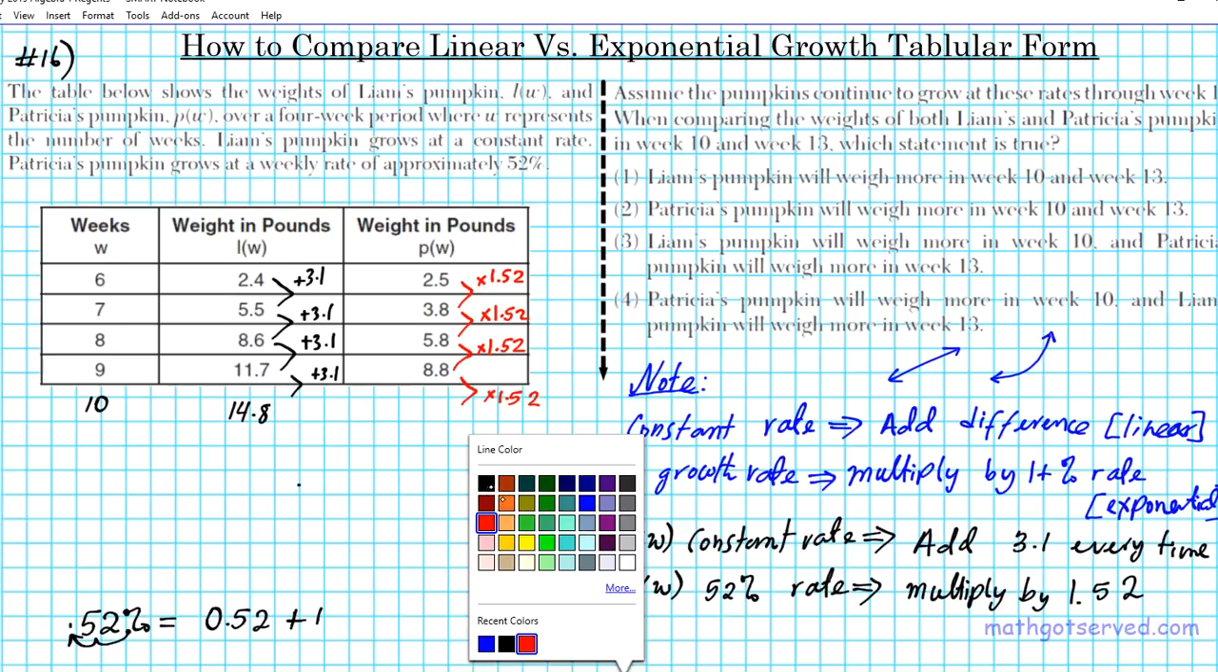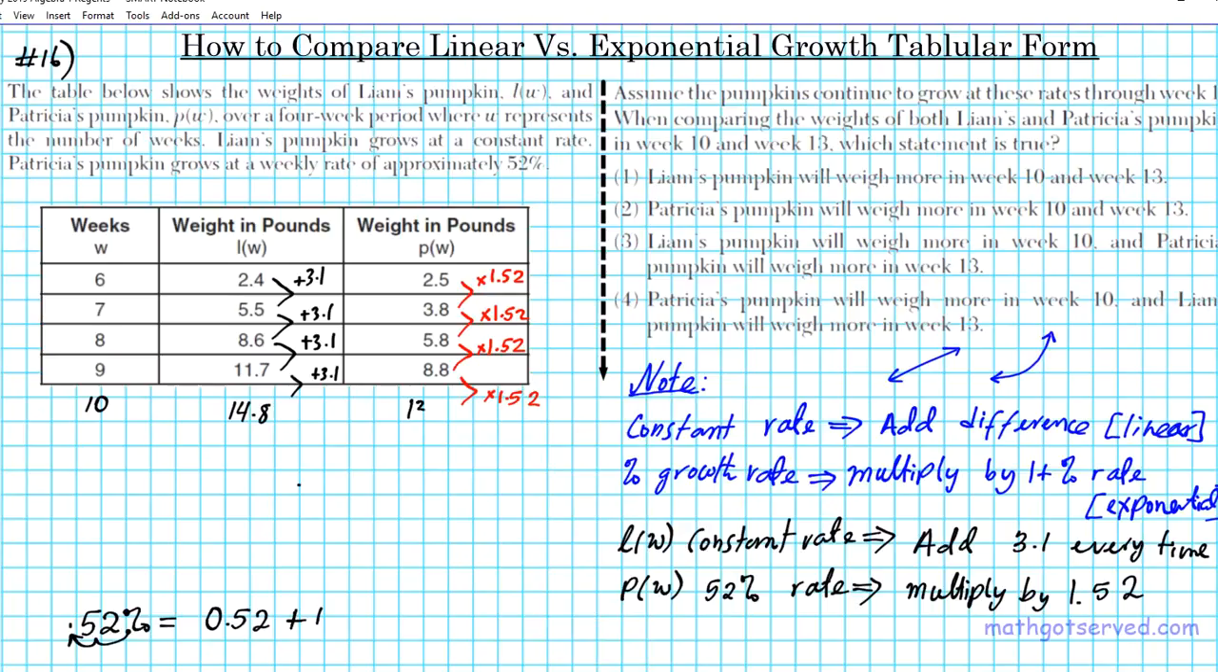Now we can make a comparison here. Which one weighs more? We can see that Liam's pumpkin weighs more at week 10. Now, since the linear function has the lead, does that automatically mean that Liam's weight will remain the greater? Well, let's see. Let's take a look at what happens at week 11, 12, and 13. And when we get to 13, we're going to compare again.